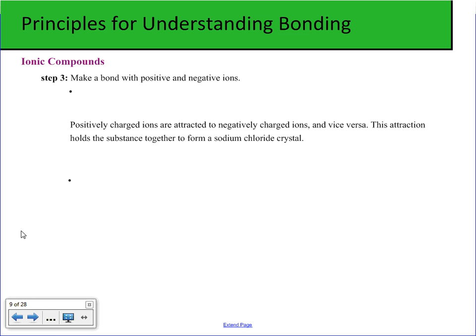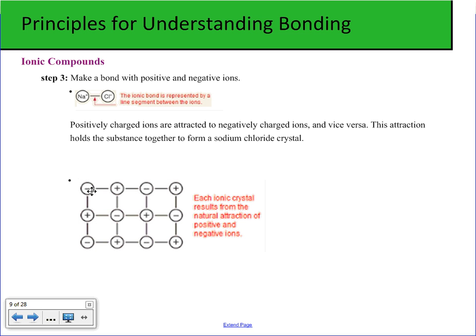Step 3, we need to make a bond with the positive and negative ions. This ionic bond is represented by a line segment between the two ions. Positively charged ions are attracted to negatively charged ions and vice versa. This attraction holds the substances together to form a sodium chloride crystal. The crystal is shown here, where we have our positive ends and our negative ends, and they are joined together. Each ionic crystal results from the net attraction of positive and negative ions.